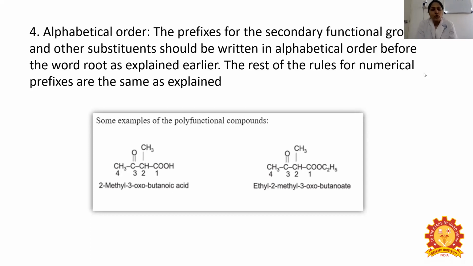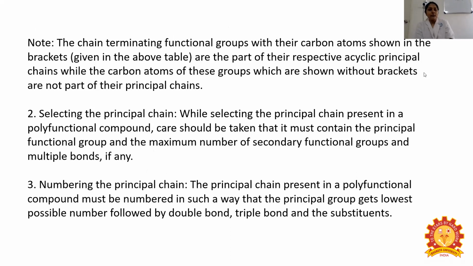2-methyl-3-oxobutanoic acid. So this is the example. These are all the chain terminating functional groups; their carbon atoms shown in the brackets in the above table are part of the respective acyclic principal chains, while the carbon atoms of these groups shown without the brackets are not part of their principal chains.